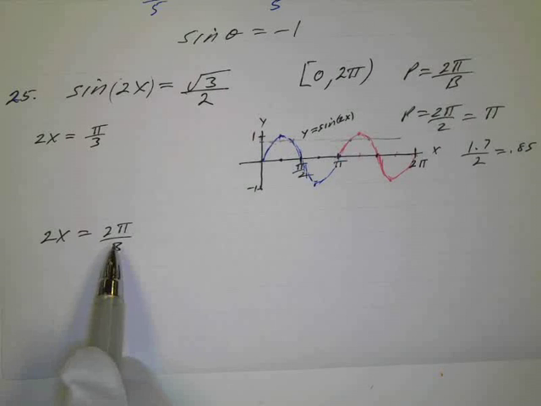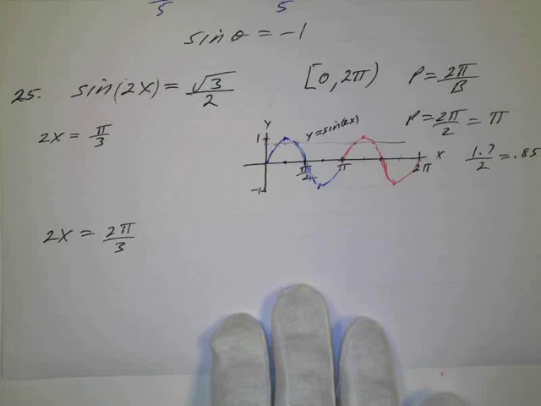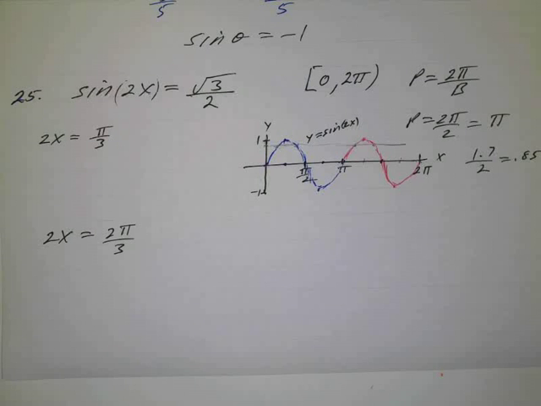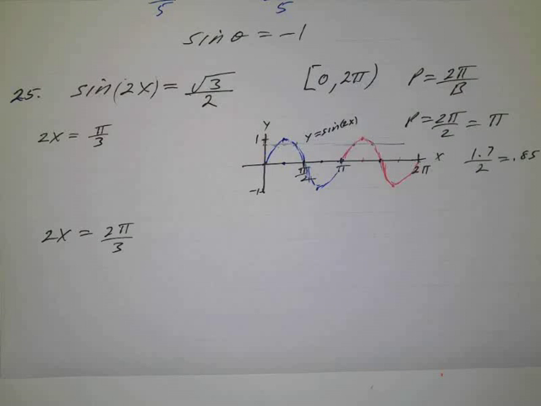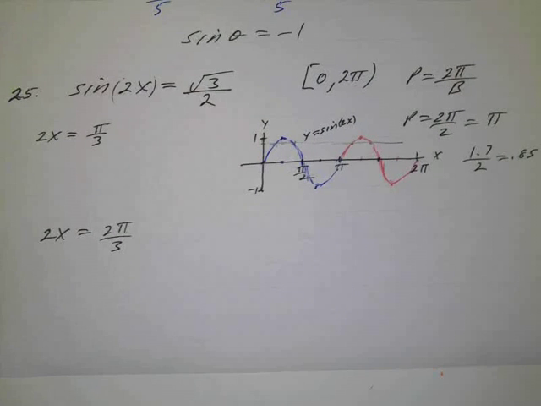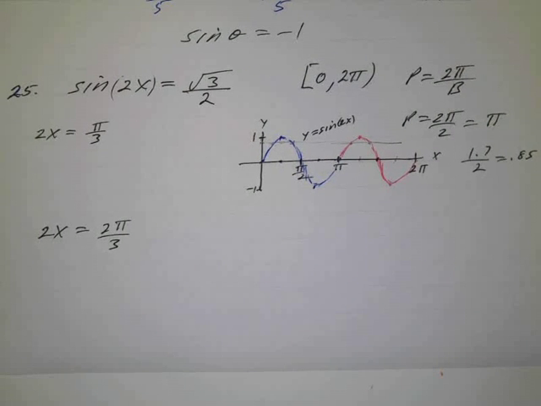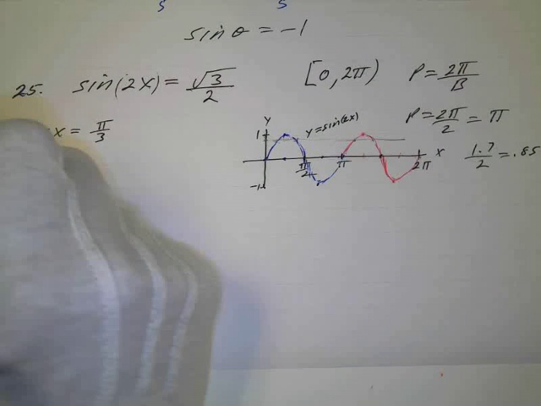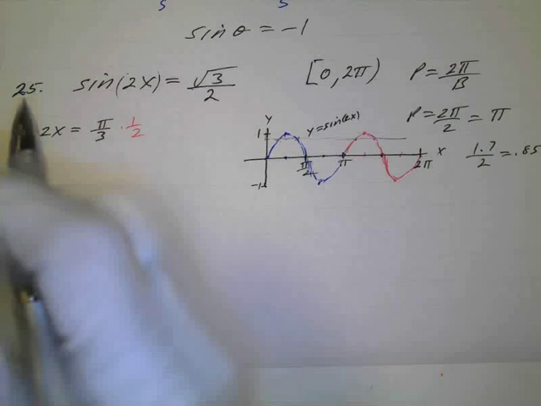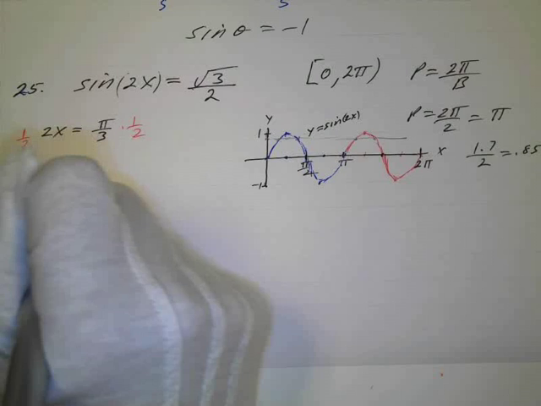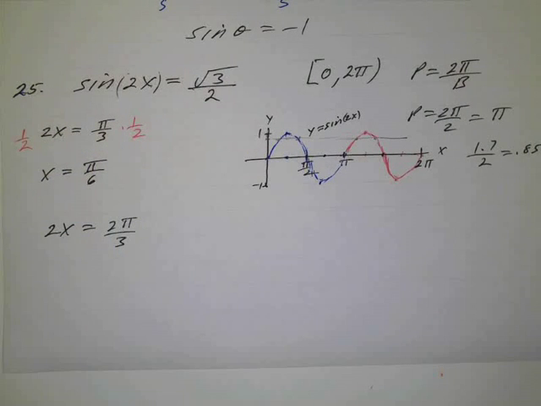In other words, if I take the sine of pi over 3, I get this. If I take the sine of 2 pi over 3, I get this. But we're looking for x, we're not looking for 2x. So if we want to find out what x is, we usually divide by 2, but because of fractions it's a little harder to divide pi over 3 by 2 rather than multiply by 1/2. So a little easier way is to multiply both sides by 1/2, and you end up with x equals pi over 6.